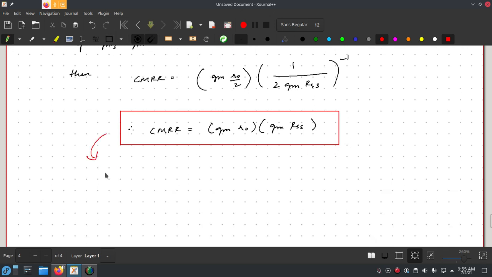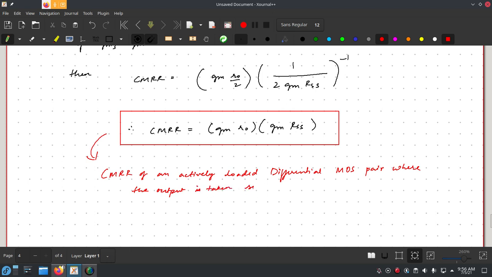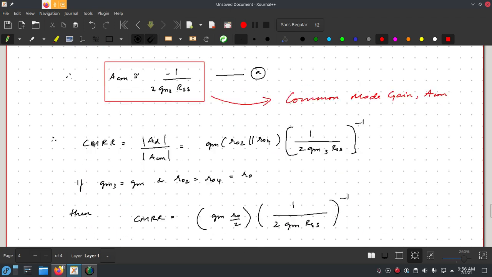This is the CMRR of one actively loaded differential MOS pair, where the output is taken single-ended. I hope you have understood this.